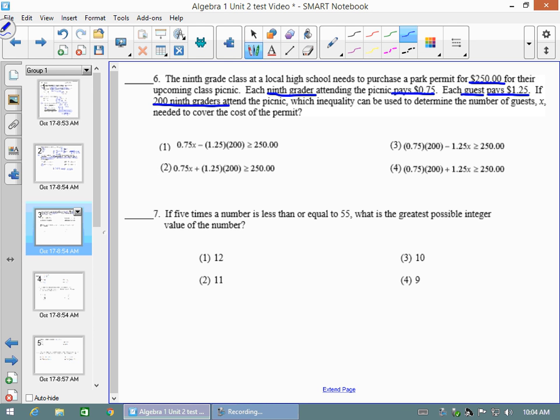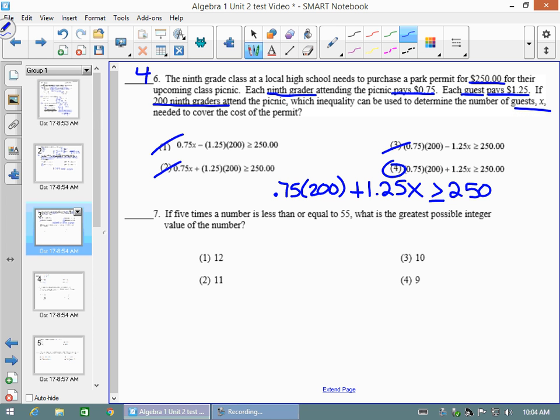Okay, so let's break this down. If every 9th grader is paying 75 cents and there's 200 of them, the 75 cents is going to multiply with the 200. So that being my first step, I can already get rid of choices 1 and 2. I know it's got to be choices 3 or 4. Now, I know that the number of guests is being represented by X, and all guests are paying $1.25. So I'm going to add to this $1.25 times X, and we want to make sure that we have at least $250 because that's the cost. So it has to be greater than or equal to 250. Choice 4. Choice 3 would be subtracting, but we're adding them together because we're hoping that together, when they both pay for their ticket prices, that will cover the cost of the permit. So we add them up.